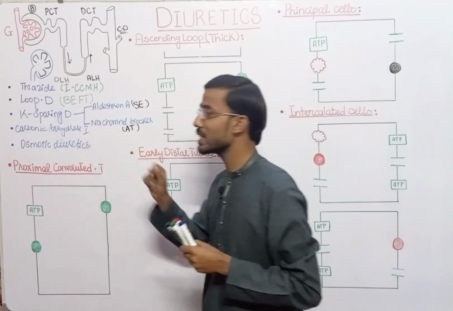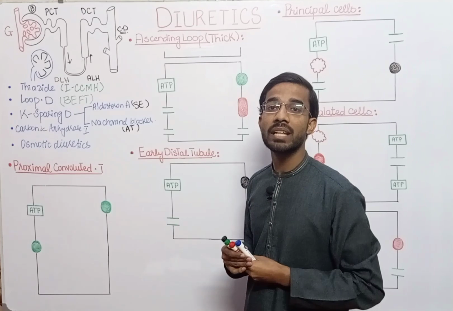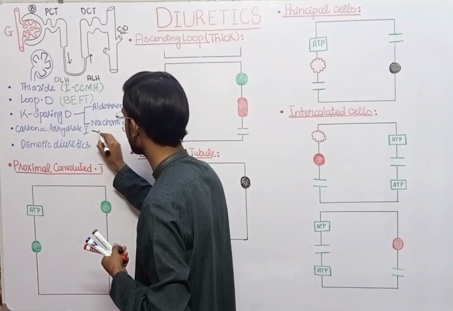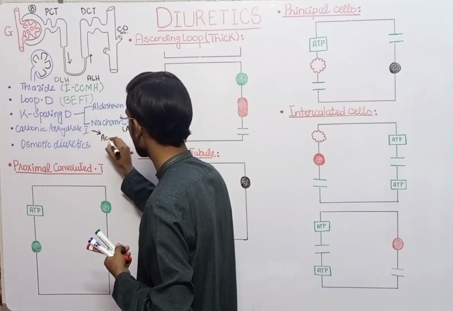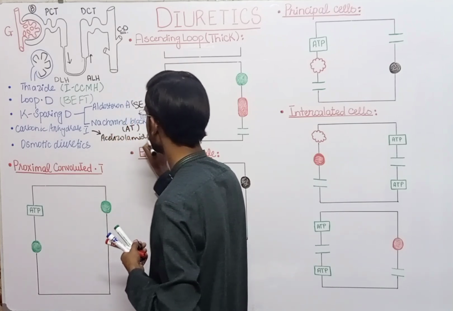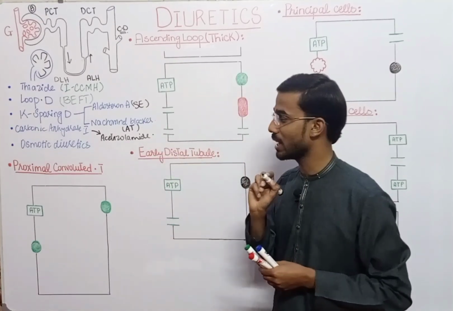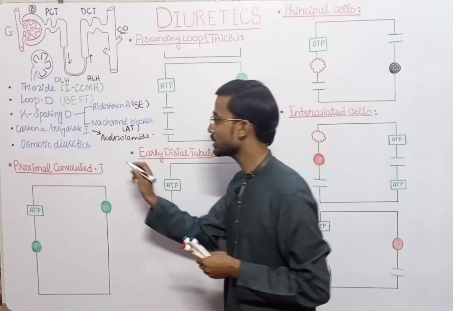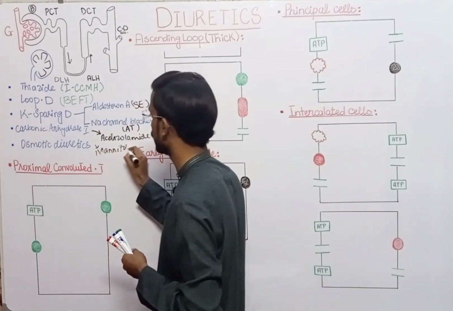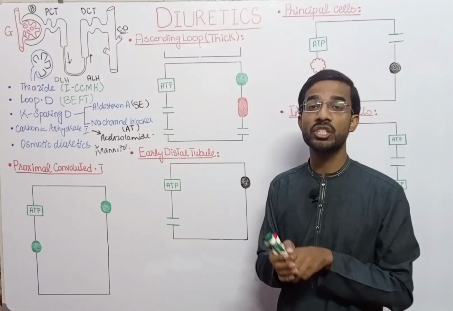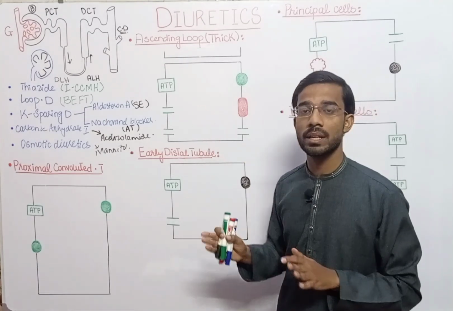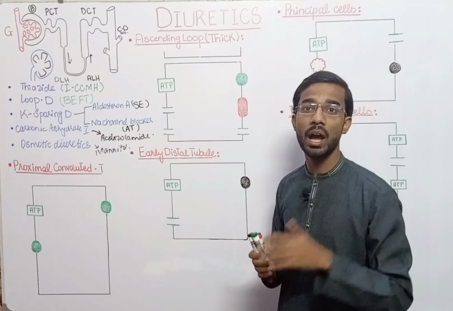Carbonic anhydrase inhibitors include acetazolamide. So this is the carbonic anhydrase inhibitor. And osmotic diuretics include mannitol. So this is basically the general overview of the diuretics, and we will discuss all these diuretics in upcoming lectures.